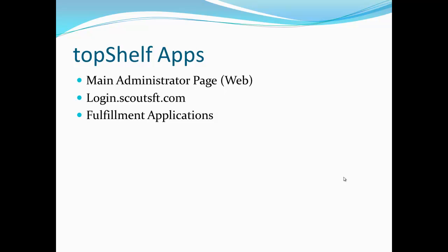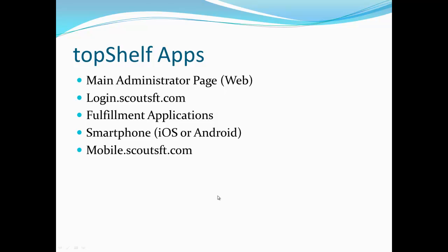The other side to topShelf are the fulfillment apps. These are designed for the people in the warehouse performing tasks like picking, shipping, adding and removing inventory. One of the ways to access the fulfillment side of topShelf is through a smartphone app. These are available on either Apple or Android devices or on any device with a web browser. You can download the app from either iTunes or Google Play or access the site directly by going to mobile.scoutsft.com.